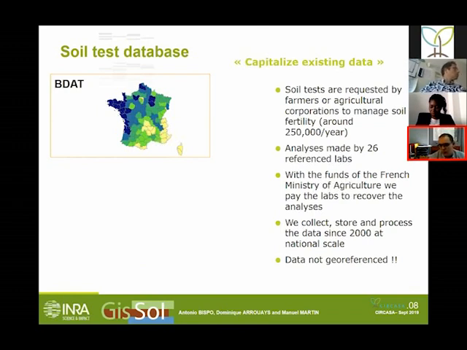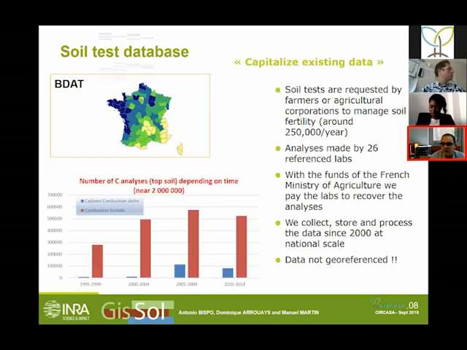But not all the data are georeferenced. And as for the two previous databases, I show you here the number of carbon analyses, for the topsoil only. We have nearly 2 million analyses in that database about soil carbon. As you see, it depends on the year, and we also have two different methods for that analysis.